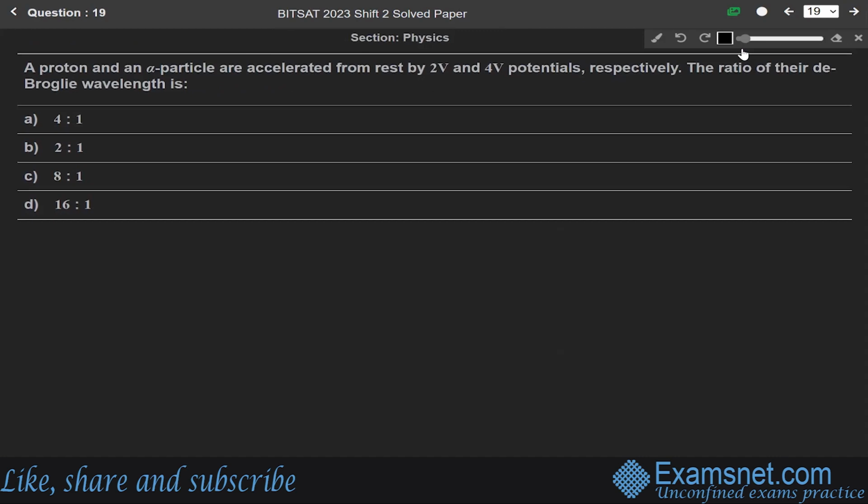A proton and an alpha particle are accelerated from rest by 2 volt and 4 volt potentials respectively. The ratio of their de Broglie wavelength is. Okay. So this question is from the chapter of modern physics.